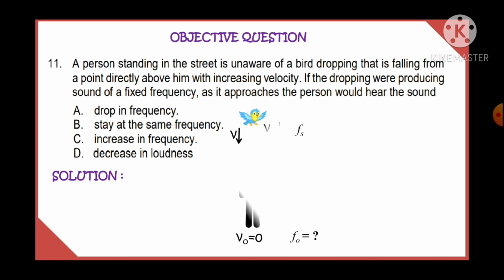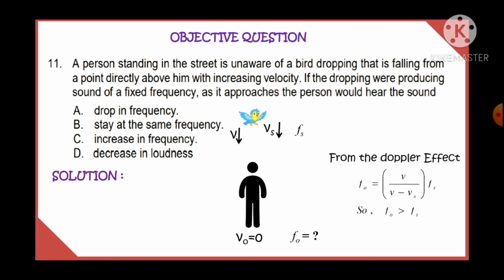Okay, so I just sketch the diagram to show the situation. The dropping is moving downward with speed Vs, and the sound heard by the observer is also directed downward. The observer is standing, so V0 is equal to 0. So we use the Doppler effect. Because the observer is at rest, at the top of the equation V naught is equal to 0, so it leaves V there. And below, V minus Vs.